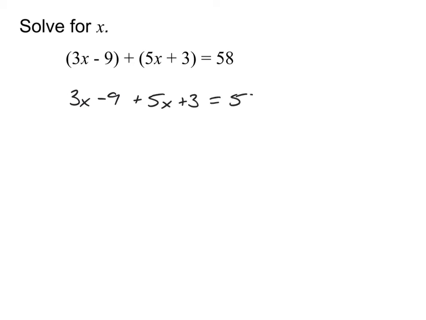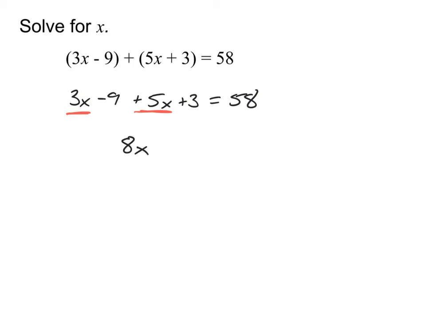It still equals 58, of course, because I'm not doing anything to the right-hand side right now, because 58 is just 58. There's nothing to combine it with yet. On the left-hand side, now I can look for those like terms. You notice I have a 3x and I have a plus 5x here. Those are like terms because they both have x's in them. So if I have 3 x's and I add 5 x's to it, I'm going to end up with a total of 8 x's.